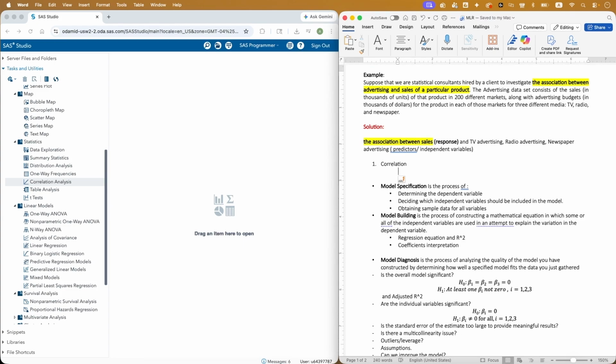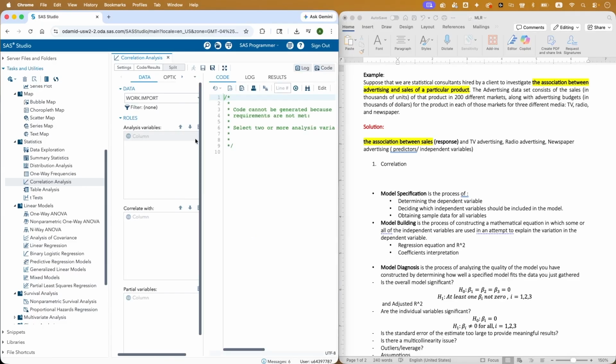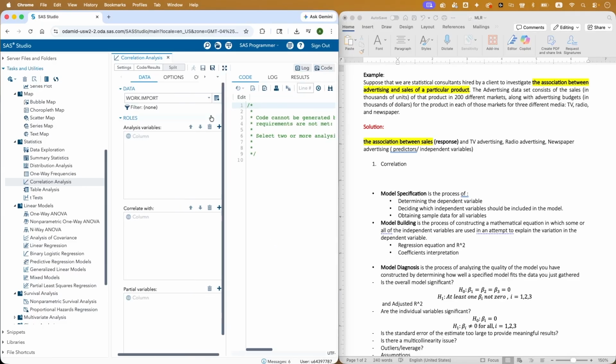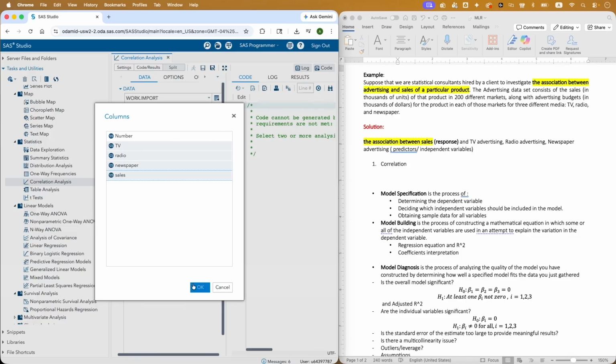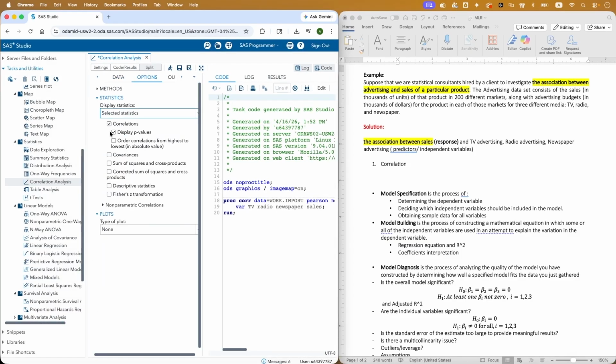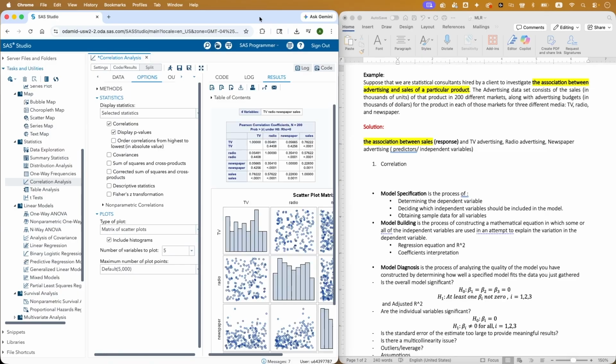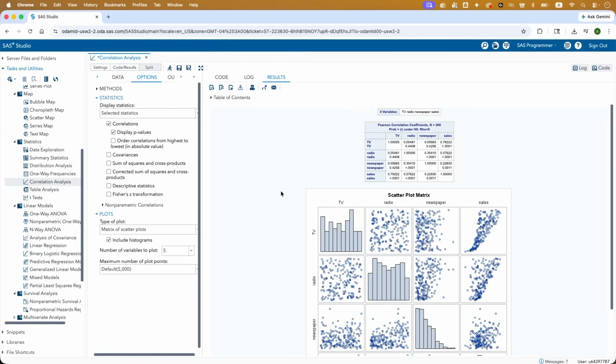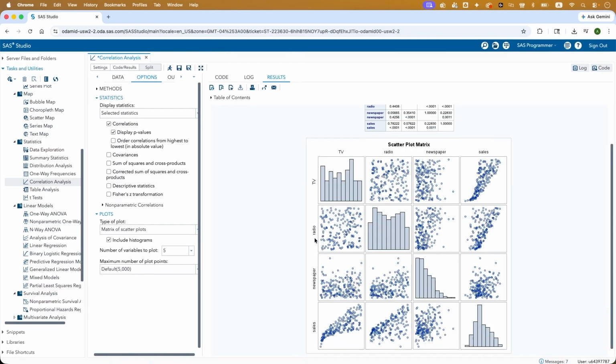So for the correlation, I have my data already uploaded. The analysis variables are all of them. I'm going to look at options, select statistics, display p-value, yes. Correlations, yes. Type of plots, matrix of scatter plots, and include histogram. This is enough.